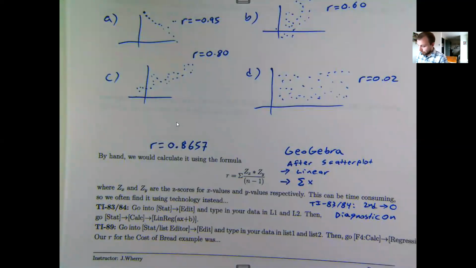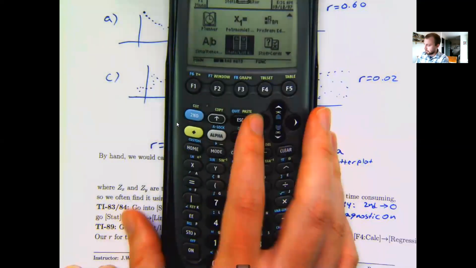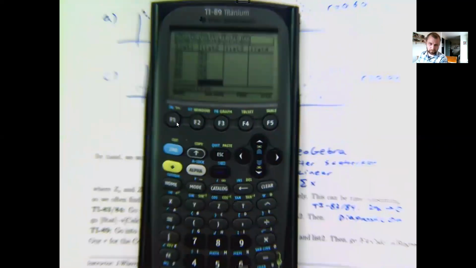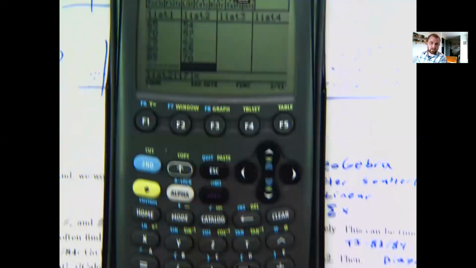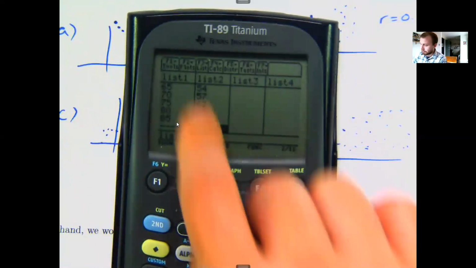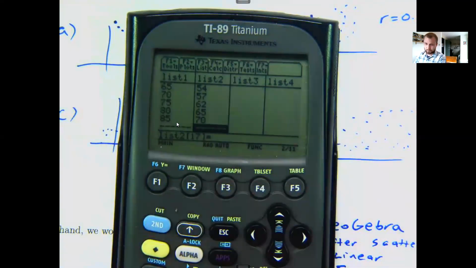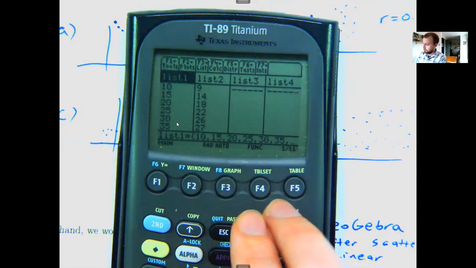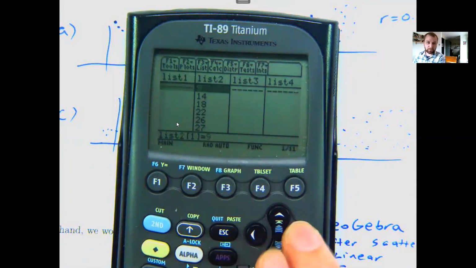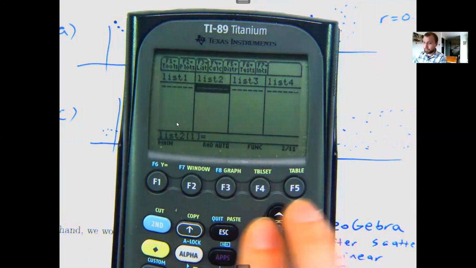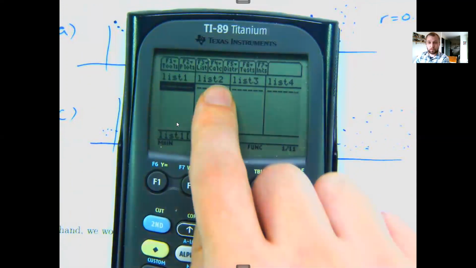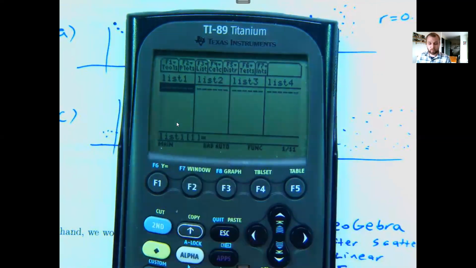You are going to go into StatList Editor. So I'm hitting Apps, and then I'm choosing the option for StatList Editor. This immediately gives me my list 1 and my list 2. Inside of list 1, clear and enter if you have stuff typed into that. You're going to type in all of your x values. In list 2, you're going to type in all of your y values.